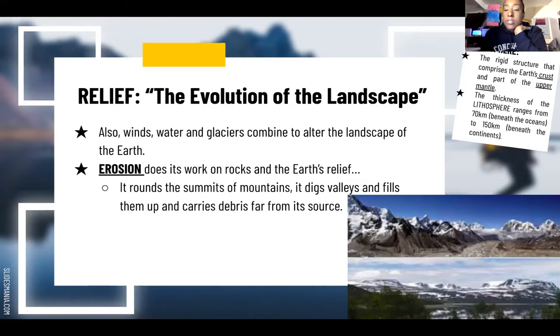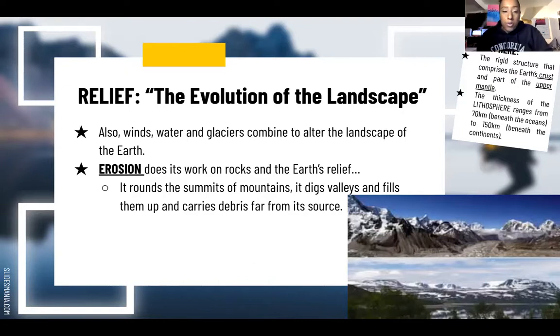So, how does the landscape change over time? How does it evolve? Winds, water, and glaciers combine to alter the landscape of the Earth. This is no surprise to you because we talked about the effect of winds, water, glaciers, gravity, and whatnot when we talked about the rock cycle. I just wanted to point out your textbook will talk about erosion, but it will basically amalgamate or combine the idea of erosion and weathering into one thing.